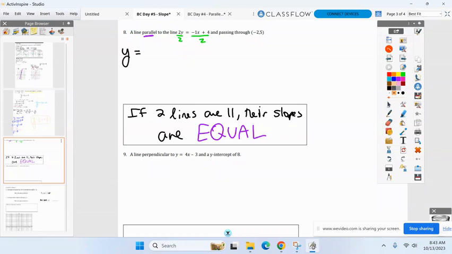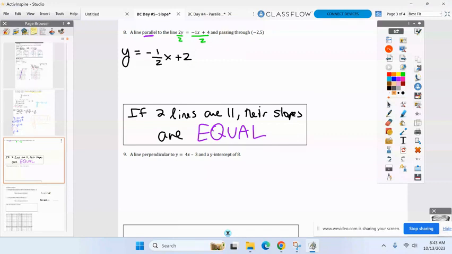Y equals. Ooh, how do you deal with this now? What's the next part going to look like? Negative 1/2 x. Yep, don't put 0.5. And then plus what? Plus 2.